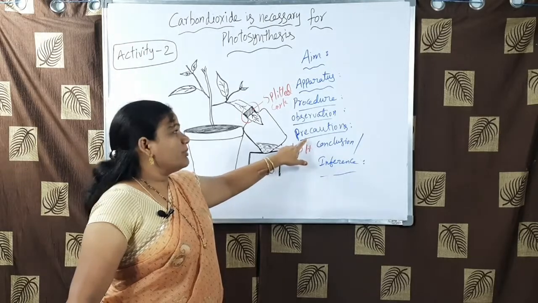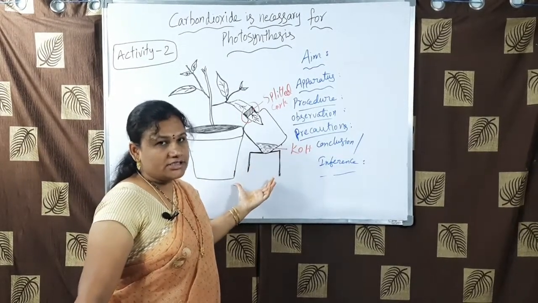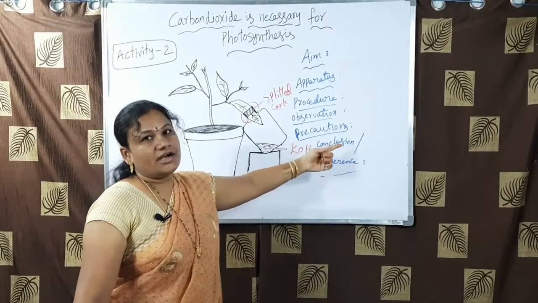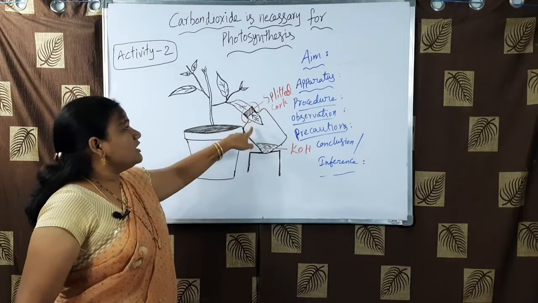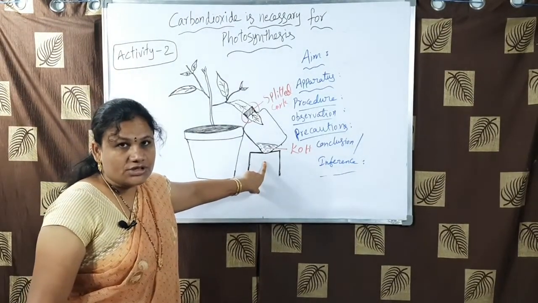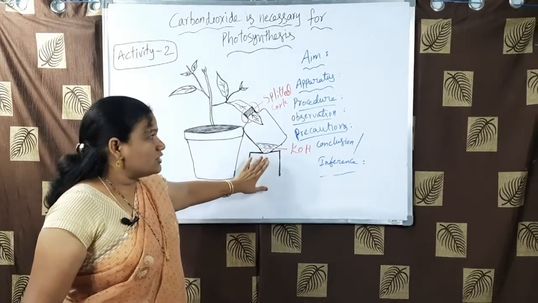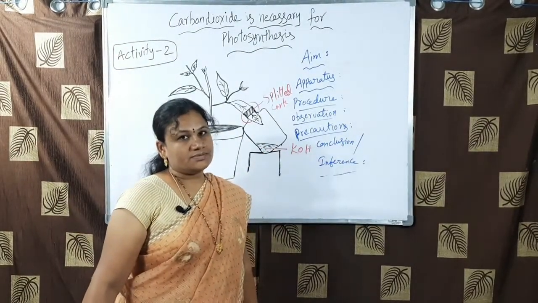Precautions. Precautions means the things we should not do while conducting this activity, and we should write them under this part. Here, the part of the leaf which is inside the bottle should not touch the KOH solution, as it interferes with the result. You should write that sentence under precautions.